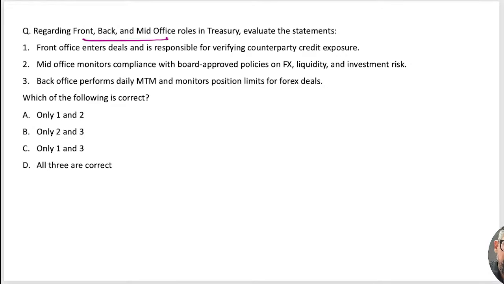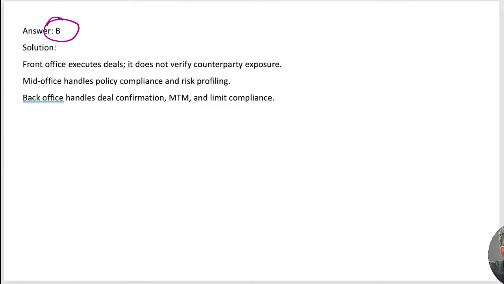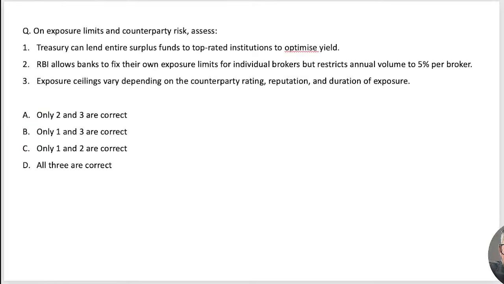Regarding the front end, back end and mid end, the role of treasury. Front office enters deals and is responsible for verifying the counterparty. So that is wrong; this is the job of your back office. Mid office monitors compliance and board approval. This is true. Back office handles daily M2M and the limits. So 2 and 3 means option B will be the right answer. Why are you guys not answering? Come on.